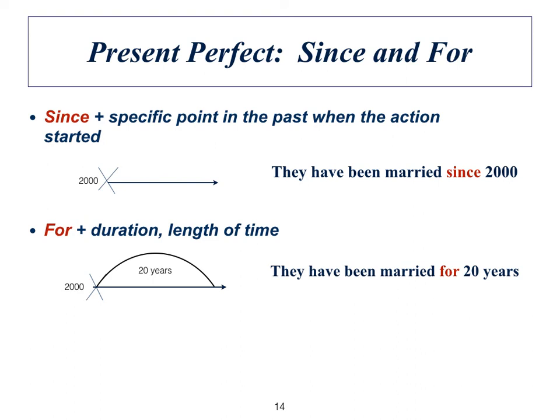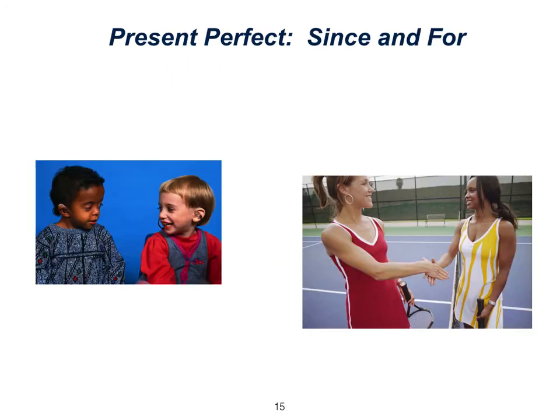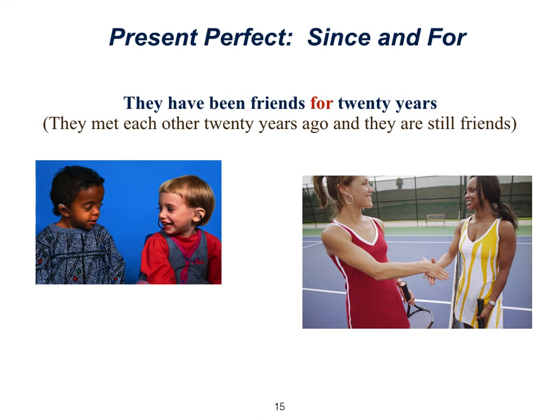I'll show you one more example. They have been friends for 20 years. So they met each other 20 years ago and they're still friends. 20 years ago, they were babies, they were children, and they met. And today, they are still friends, grown-ups and friends. I hope you understood the difference between since and for.